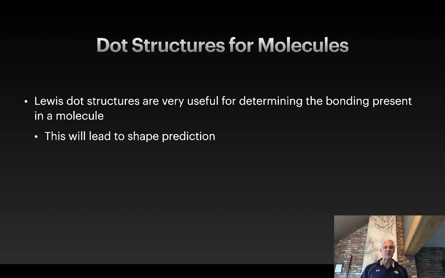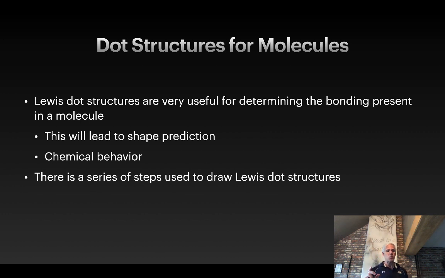The other thing it can help us do is lead to shape prediction. Shape prediction in chemistry is very important if you are in something like a medicinal chemistry field. If you're familiar with the lock and key idea of how drug interaction occurs within the body, all of that is due to the shape of the ends of molecules or the middles of certain molecules. We'll see some ideas of how that comes about. So shape prediction gives us an idea of chemical behavior, like we just talked about.